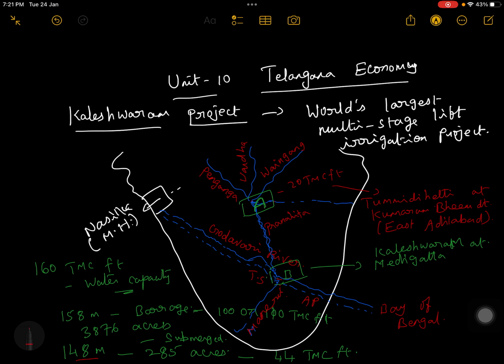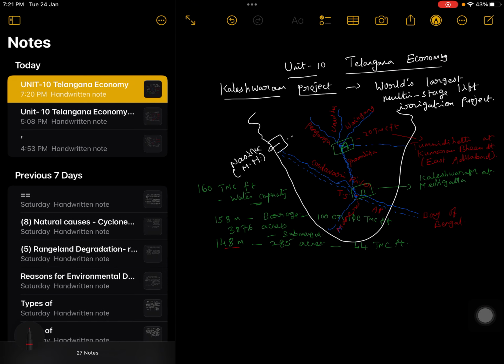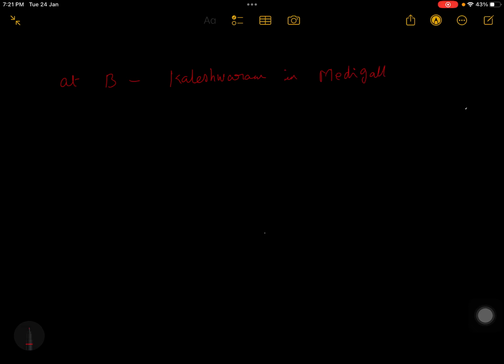let me mention to you, so let me move on to the next page. So instead of 160 TMC, if at B, that is at Kaleshwaram, Medigatta.